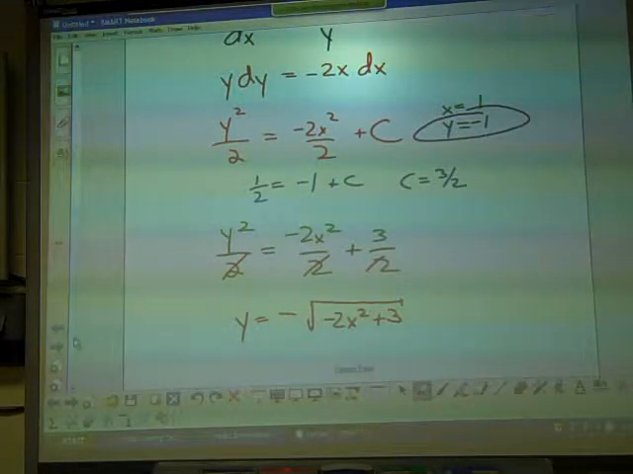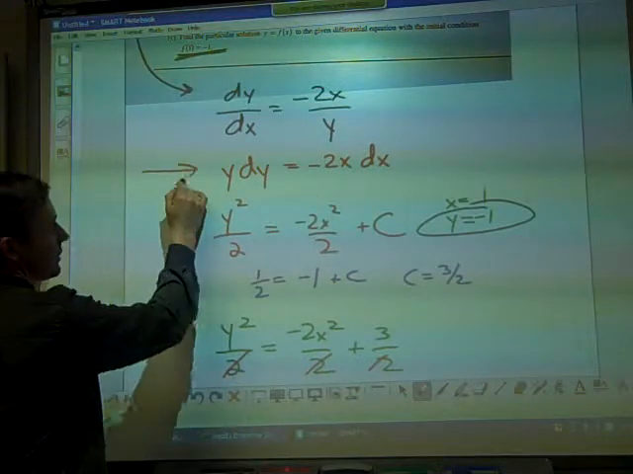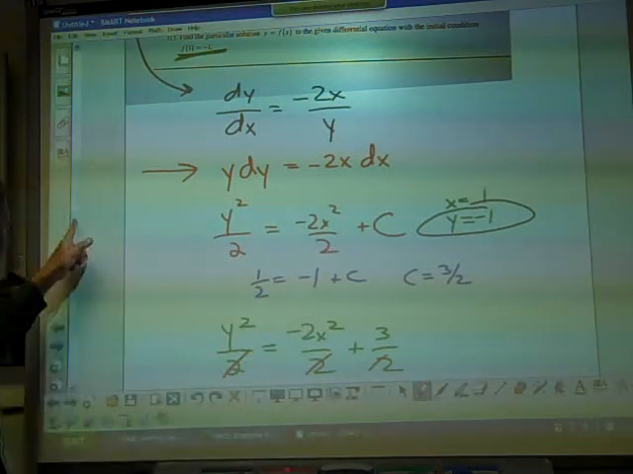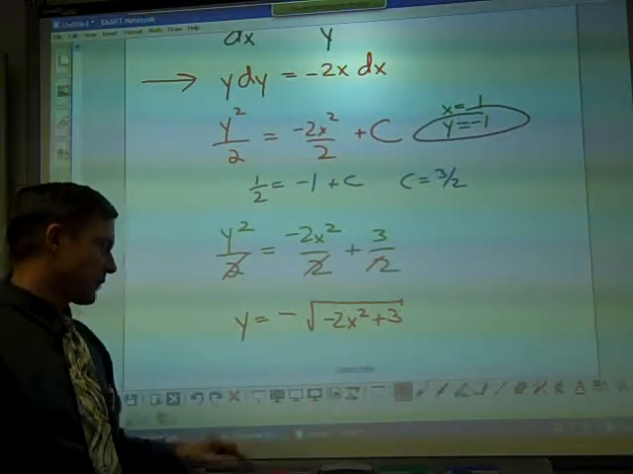Alright, and again, this is either a 5 or 6 point problem on the AP. You must separate variables. The number one step is here, and you must remember the constant here, and you must, after solving for it, solve for y. That's the free response problem.